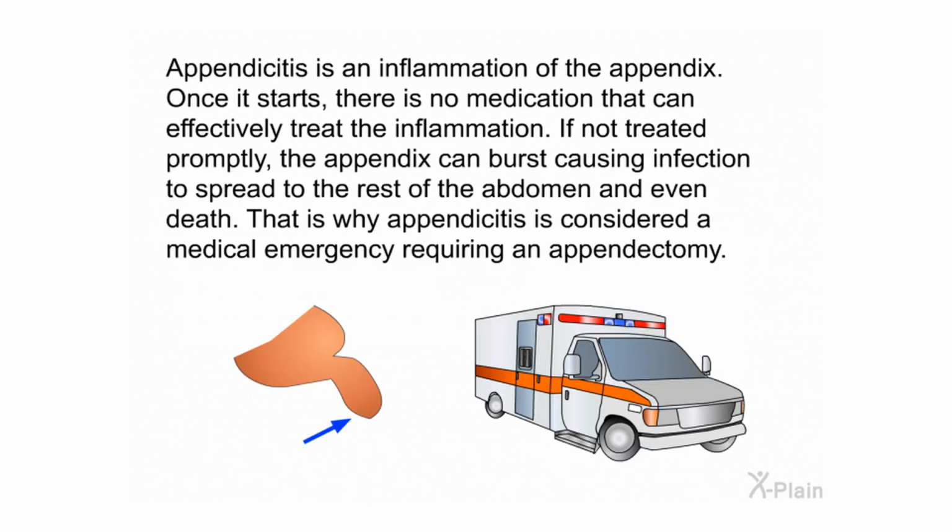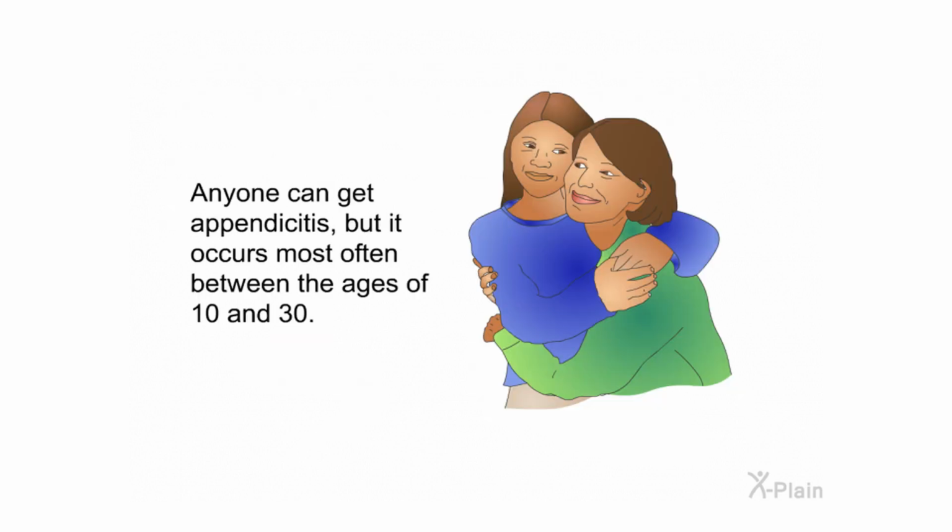Appendicitis. Appendicitis is an inflammation of the appendix. Once it starts, there is no medication that can effectively treat the inflammation. If not treated promptly, the appendix can burst, causing infection to spread to the rest of the abdomen and even death. That is why appendicitis is considered a medical emergency requiring an appendectomy. Anyone can get appendicitis, but it occurs most often between the ages of 10 and 30.